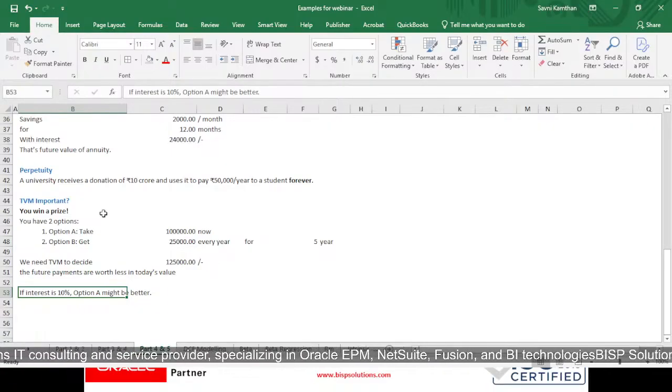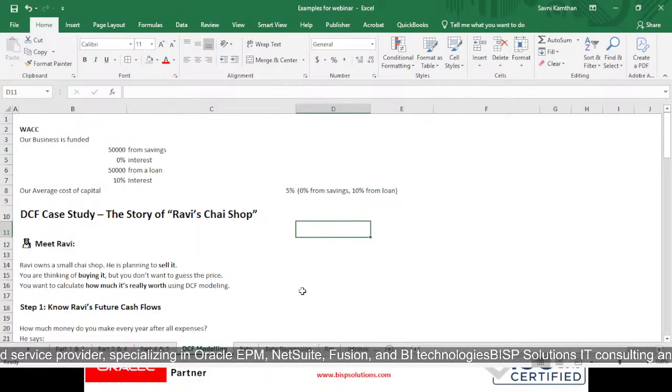Next is WACC, where we calculate how our business is funded. 50,000 I am funding from my savings only, where I am not getting any interest.